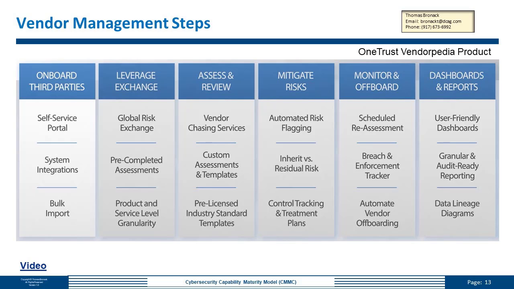Assess and review of vendor agreements and worldwide conditions, including vendor chasing services to locate replacement and secondary vendors as needed, custom assessments and templates your company deems necessary, and pre-license industry standard templates. Mitigate risks uncovered in vendor agreement and other conditions that threaten the supply chain, like automated tools to flag potential risks, inherent versus residual risks associated with vendor supply chains, and global tracking and treatment plans should disaster events occur. Monitor and offboarding of vendors when scheduled reassessments uncover flaws and weaknesses, breach of enforcement tracker, and automated vendor offboarding procedures should a vendor be found in violation of their agreement.